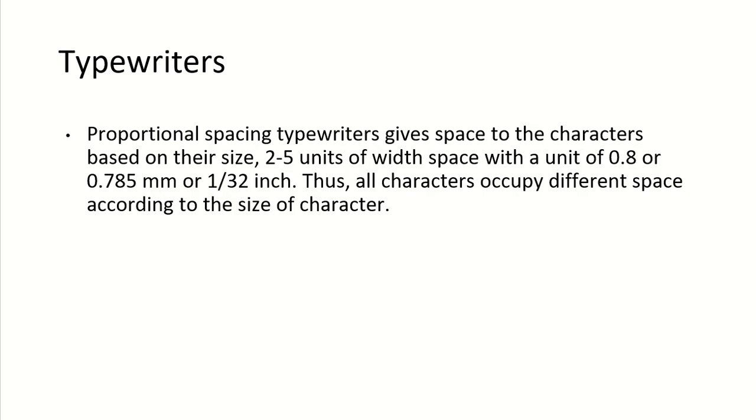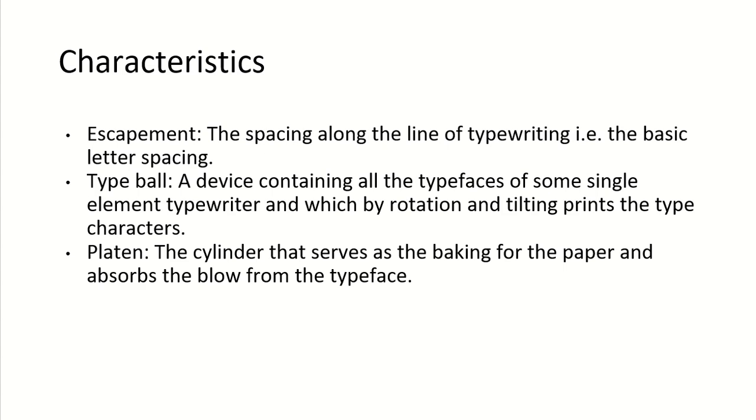Proportional spacing typewriters give space to the character based on their size. So the width space is 2 to 5 units, with a unit of 0.8 or 0.785 millimeter, or 1 by 32 inch. So the characters will occupy a width of 2 to 5 units. Thus all the characters occupy different space based on their size.